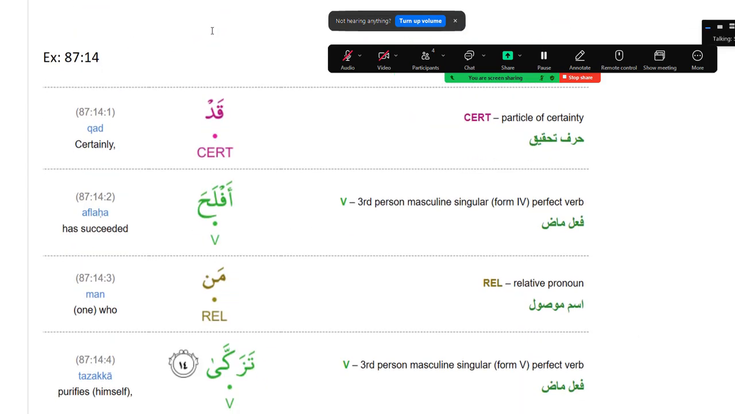Qad aflaha man tazakka. Certainly, the one who purifies himself has succeeded. So qad is used for emphasis here, certainly.